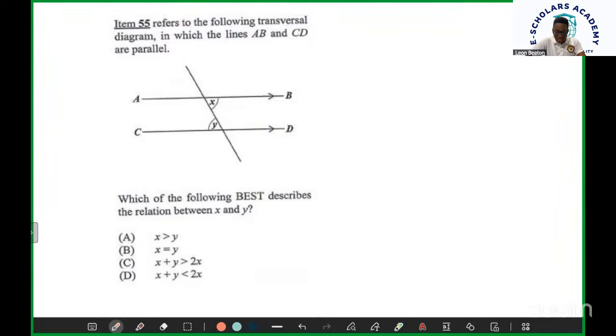So which of the following best describes the relationship between X and Y? So we have a nice Z being formed here because we have two parallel lines and a transversal, and a beautiful Z is formed. So we see X and Y should be equal to each other. So this is not the answer. Beautiful, B is the answer. This is a little too fancy. B, nothing too big and fancy here.